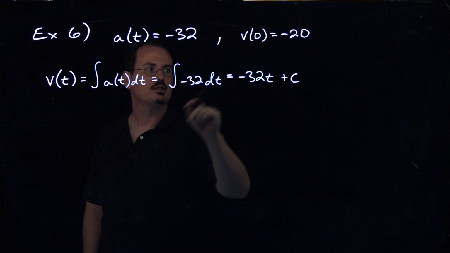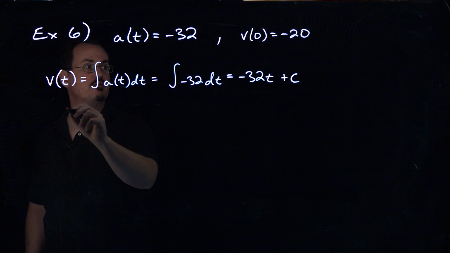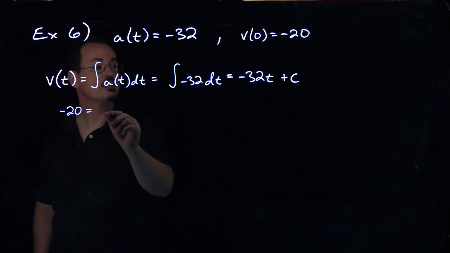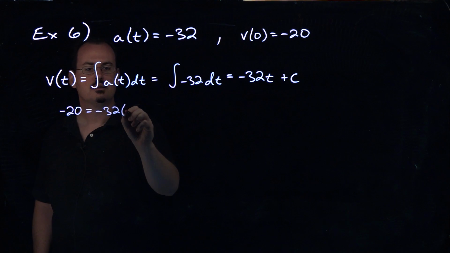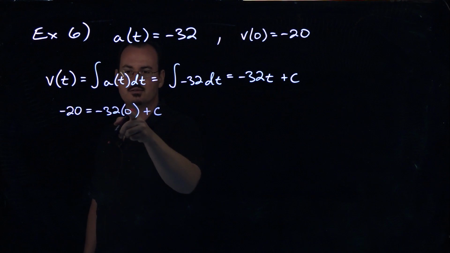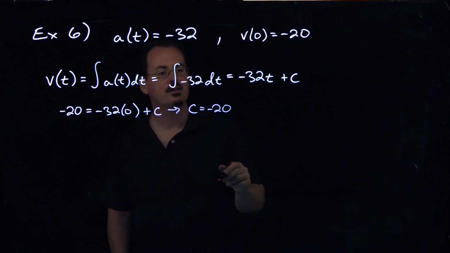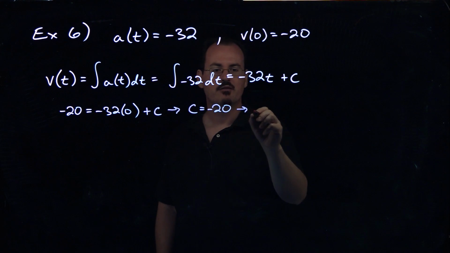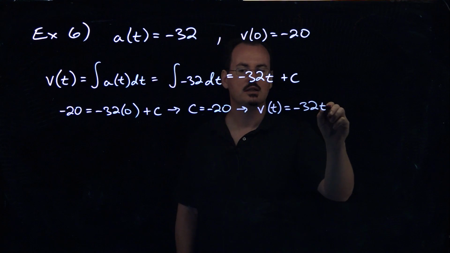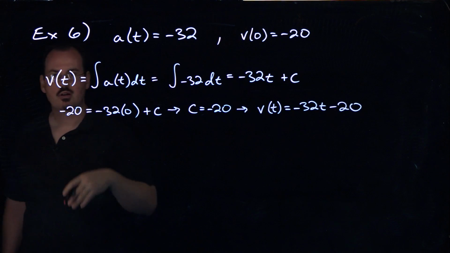So we can use that information to figure out what that c has to be in the velocity function. What we know is that v of 0 is minus 20. In other words, if I plug in 0 to that function, I will get minus 20 out. So basically, if t is 0, then v is minus 20. And this is what allows me to find c, because 0 times this is 0, so that tells me that c is equal to minus 20. So I've found the constant from the initial condition, so my velocity function in total now, everything included, is minus 32t minus 20.